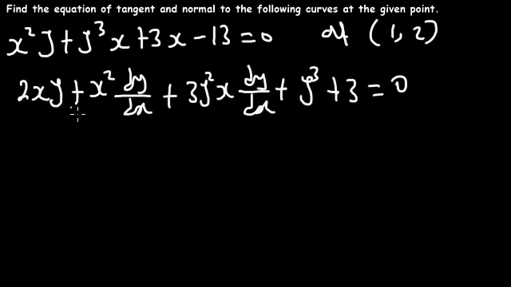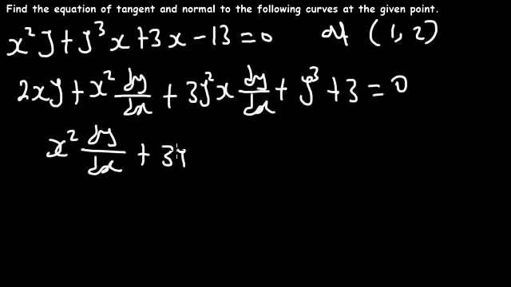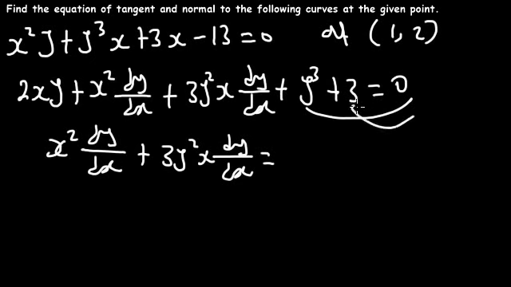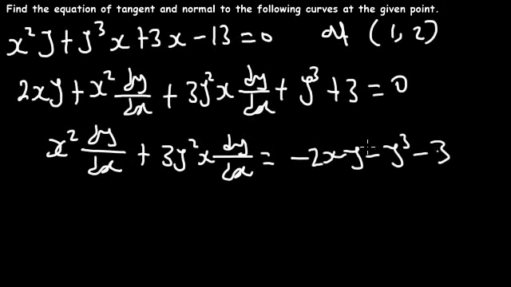Perfect. Now the goal is to isolate dy/dx. So let's leave the terms with dy/dx at this side. Then we take whatever is left to the other side. So we have x squared dy/dx plus 3y squared x dy/dx equals, right now I'm taking y cubed, 3, and 2xy. So we have negative 2xy, negative y cubed, and negative 3.